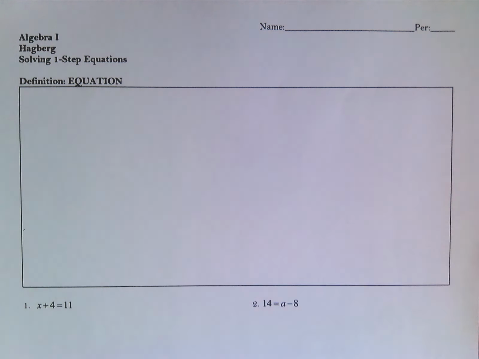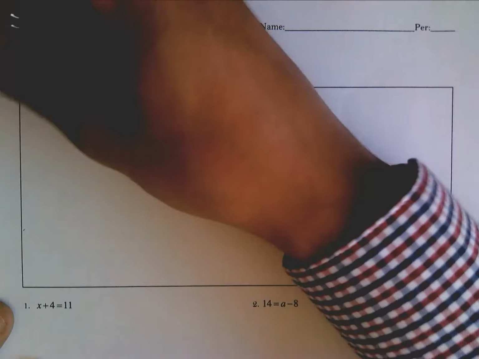All right, here we go with our notes on solving one-step equations. Before we jump into actually solving equations, I want to start with just a definition of what an equation is. An equation is very different from an expression in that it has an equal sign, and it is essentially two expressions that are set equal to one another. It's a mathematical statement that says that two expressions are equal to one another. All right, so that's going to be our definition here.